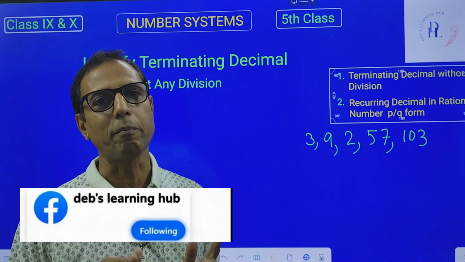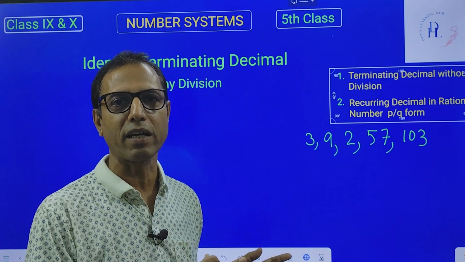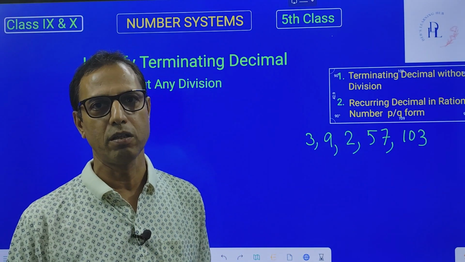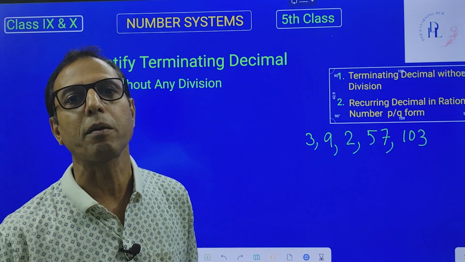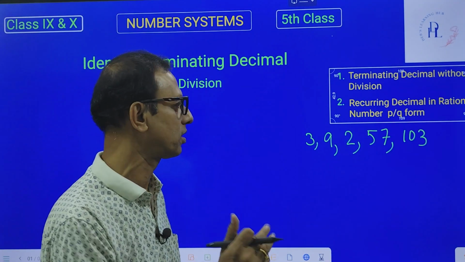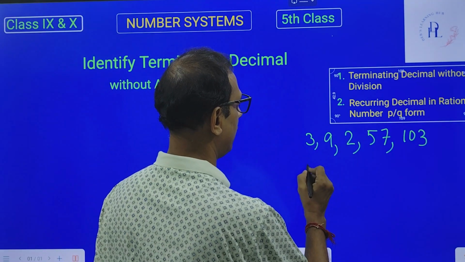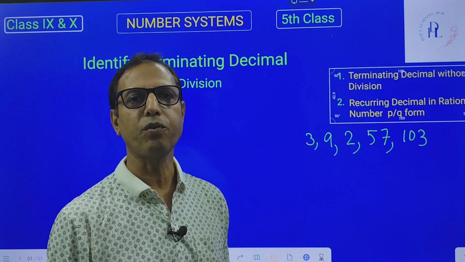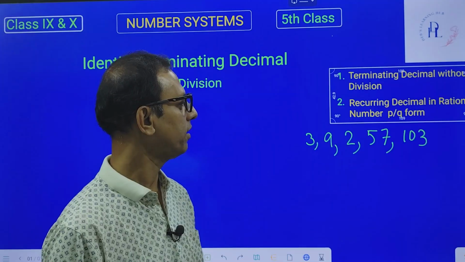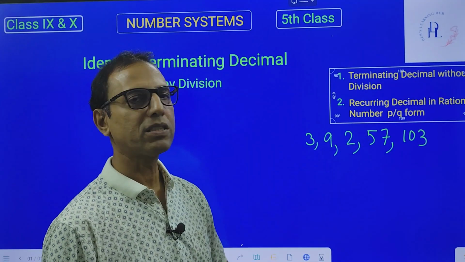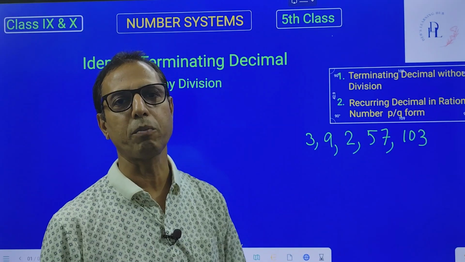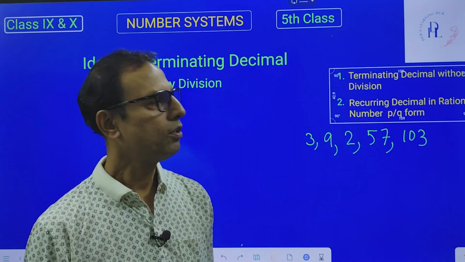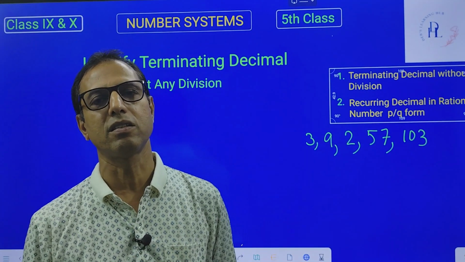It could be that in some cases it is with decimal, in some cases without decimal, but it is always divisible. So at most it could be a terminating decimal, otherwise in some cases no decimal. Let's say 3. If we divide 3 by 5, that is 0.6. 9 by 5 is 1.8, right? 2 by 5 is 0.4. 57 divided by 5 is 11.4. 103 is 20.6.